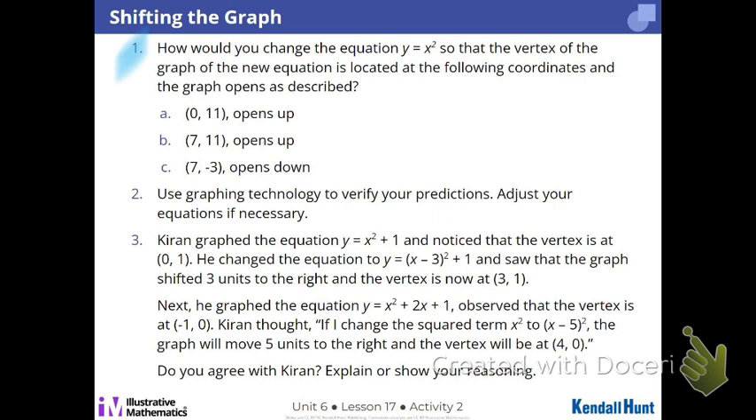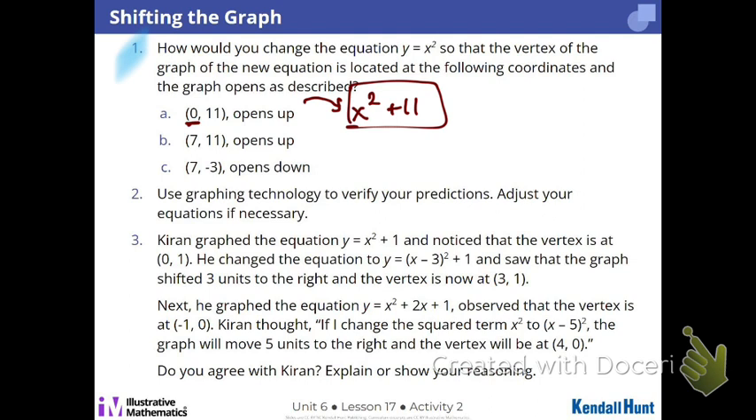So, if my base is x squared, do I need to go left or right at all? No. So I'm just going to go plus 11 to shift the whole thing up. And I know this opens up because my A term right here is positive. It's 1. So x squared plus 11. X squared plus 11 shifts me up 11.